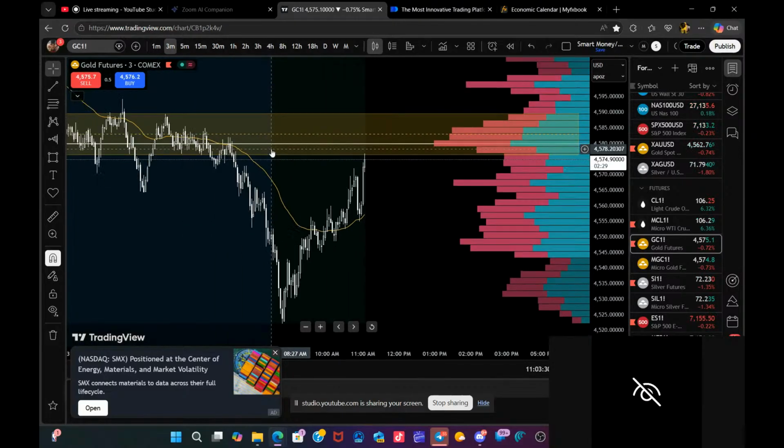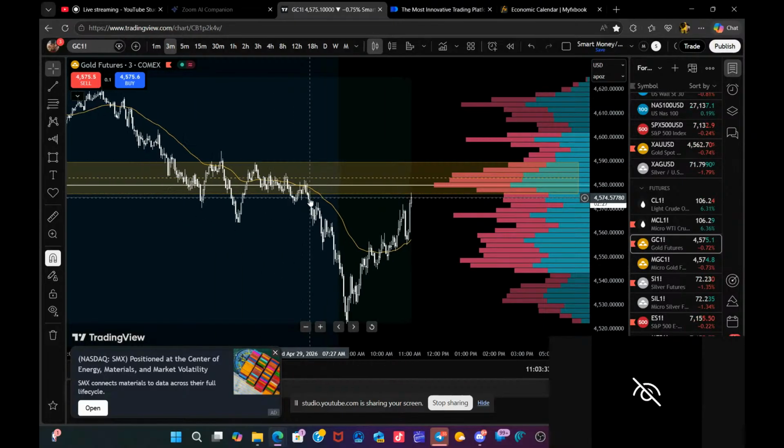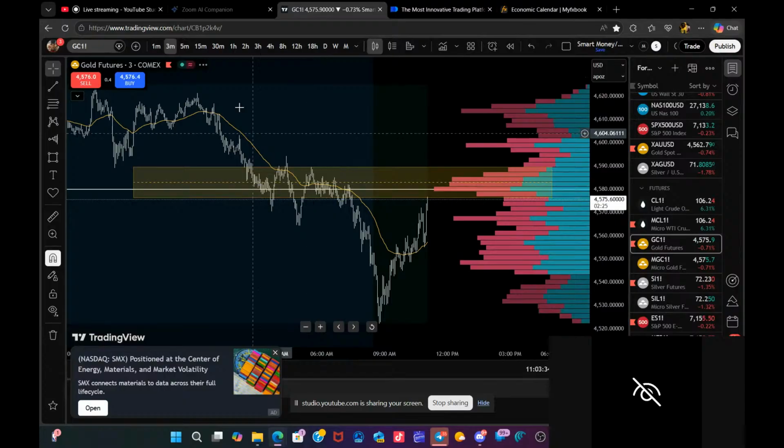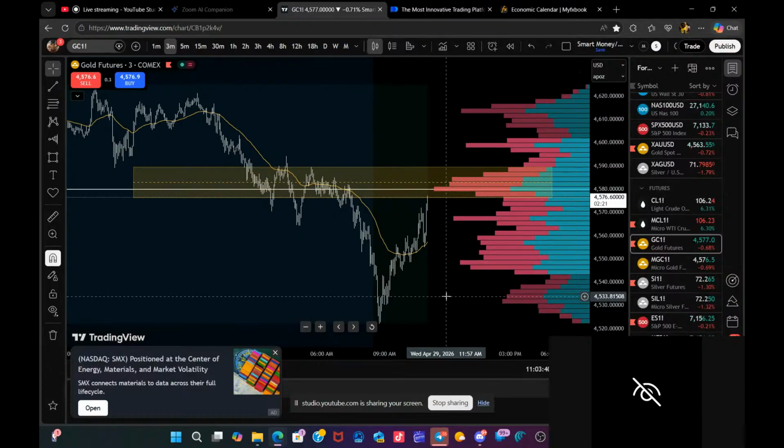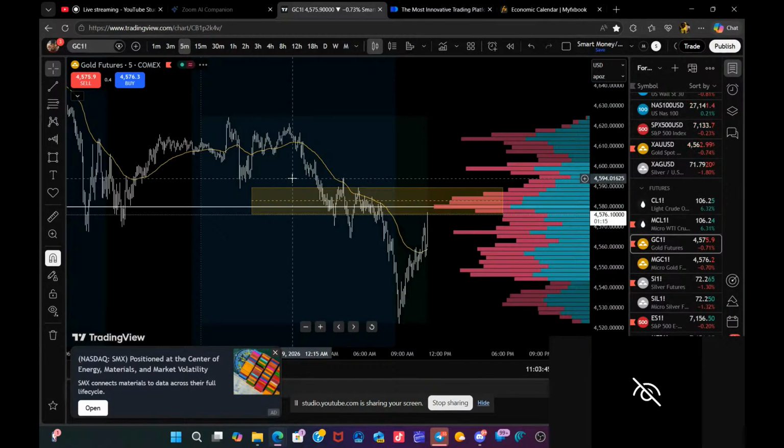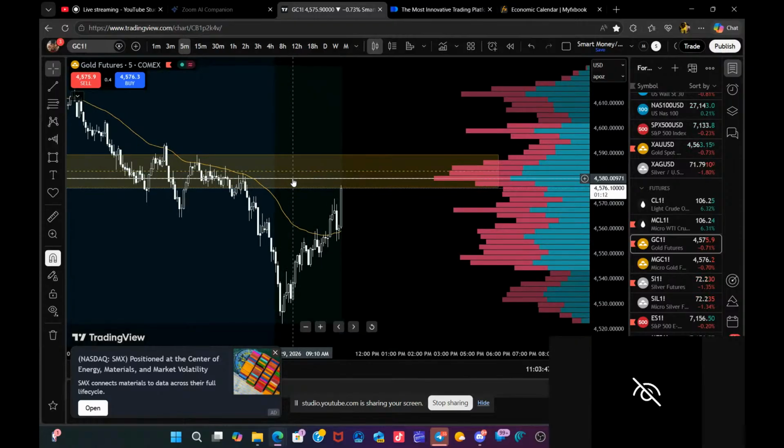I'm looking for some rejection and then some bearish price action to take this down. All right. So right now, gold is at a decision point. Gold is at a point where I would decide, am I going to take this trade or am I not going to take this trade? All right. But there's still some things I want to see before I even hop in it.